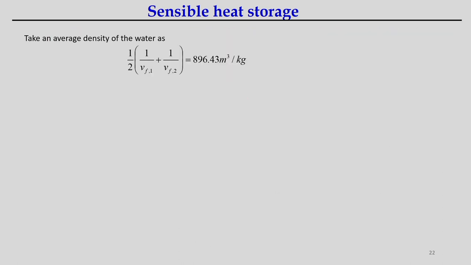Now, by taking an average density of water, by considering the specific volume at the two conditions, 20 bar and 2 bar, it is calculated to be about 896.43 kg per cubic meter. So, once we know this, we can find out the time constant value.